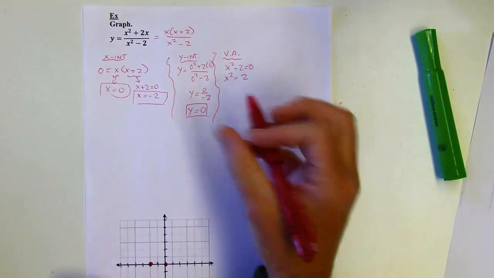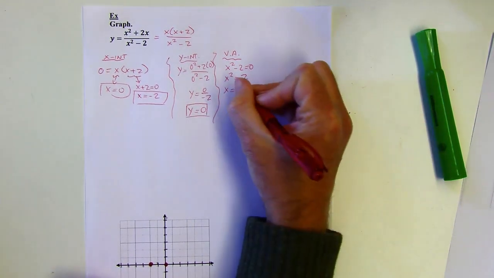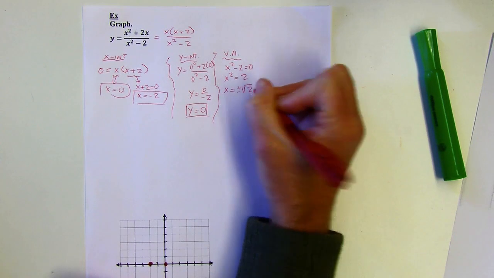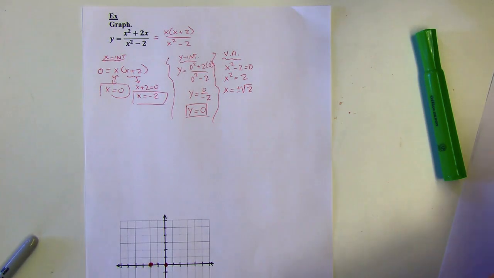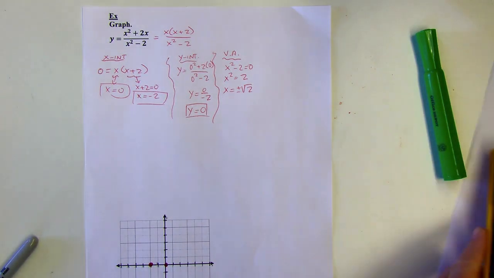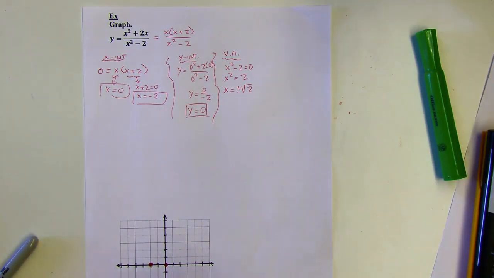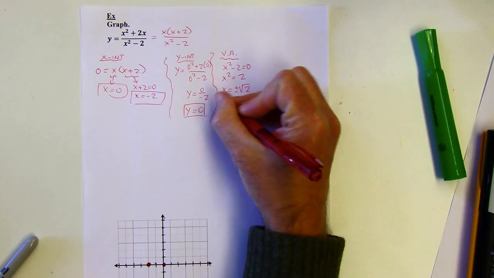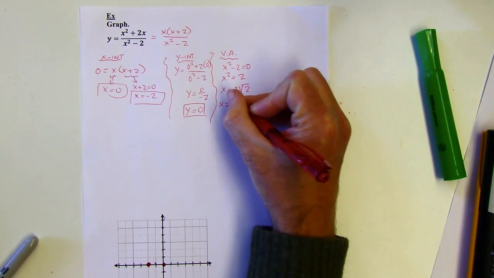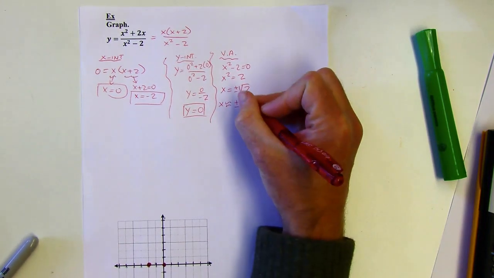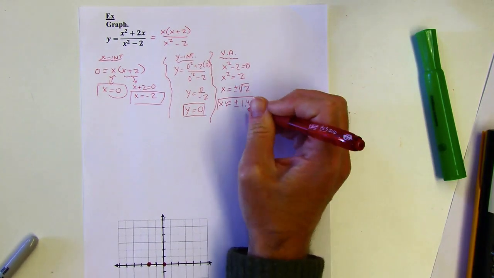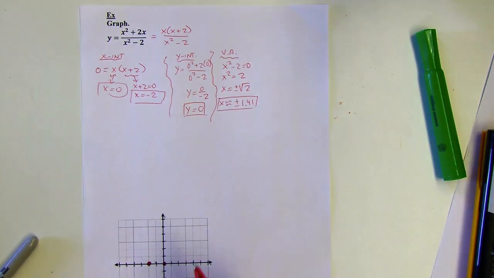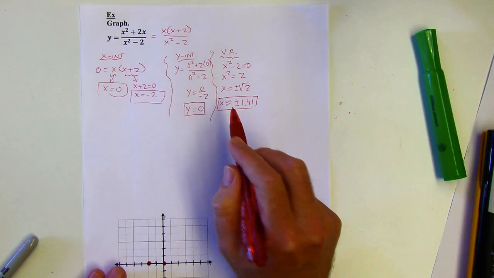I'm going to take the square root, and remember when you do that, there's a positive and a negative root of 2, and that's going to come out to about 1.414, something like that. I'm not going to be able to get much better than about 1.4, but there's my vertical asymptote. There's actually 2 of them, right? There's 2 vertical asymptotes.